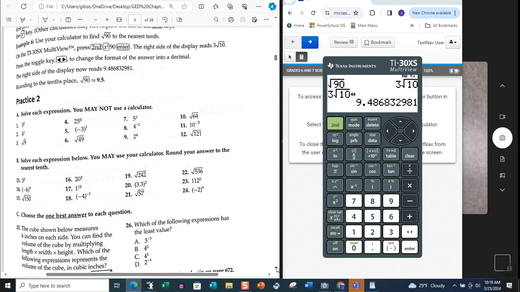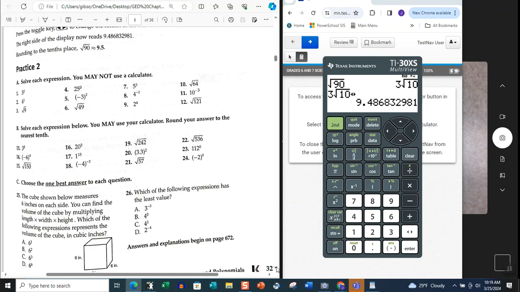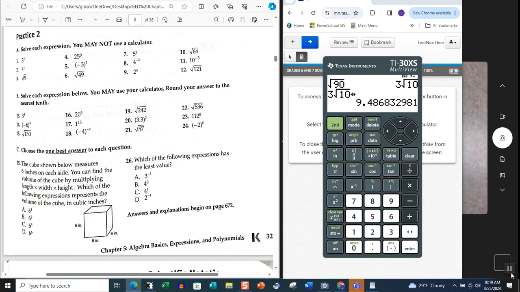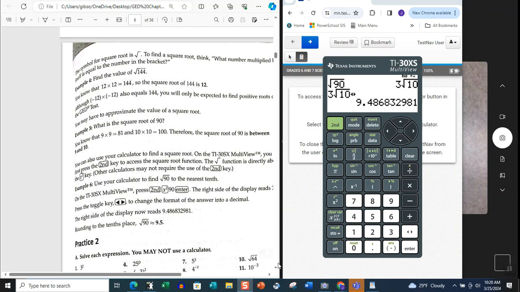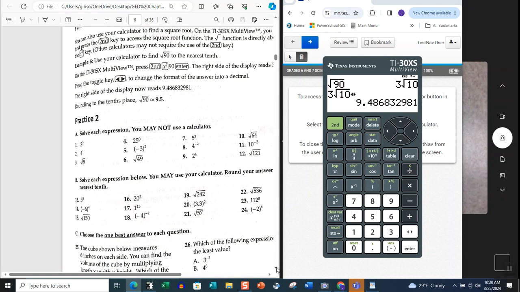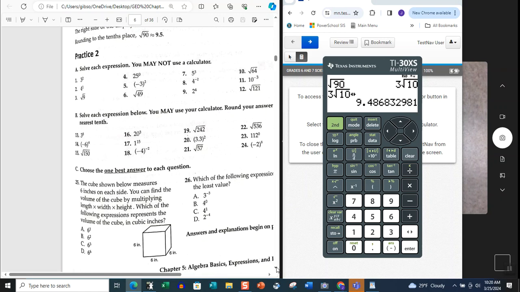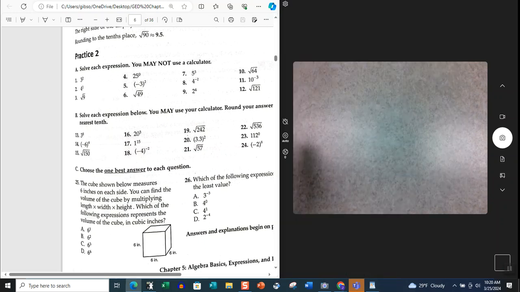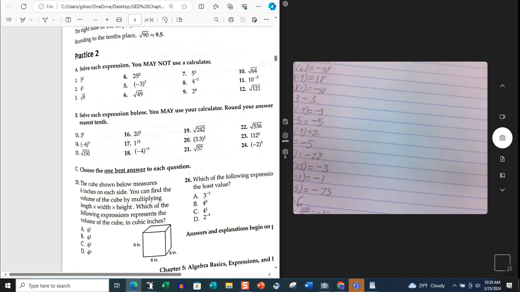Now we go down here to this practice. All right, so now we're going to go and do these practice problems. Okay, so if you look here, it says solve each expression. You may not use a calculator. So that's our cue to minimize this calculator and take out our paper.